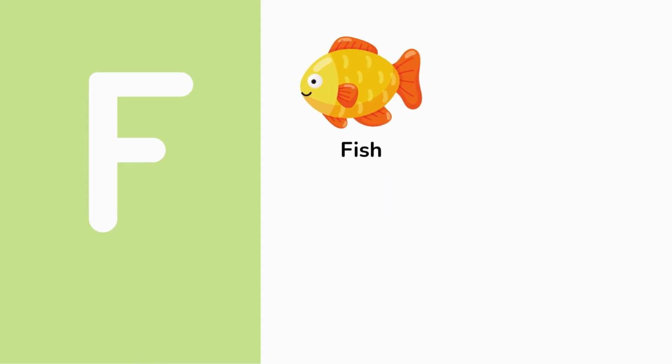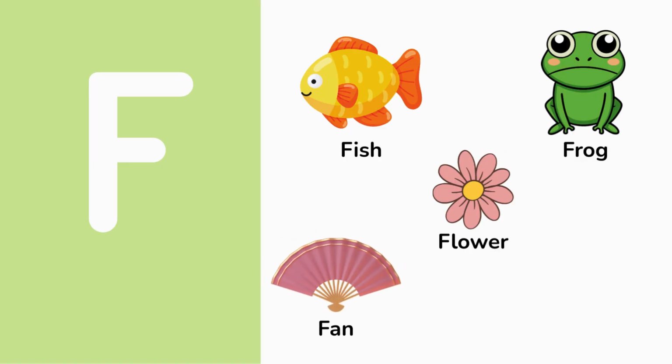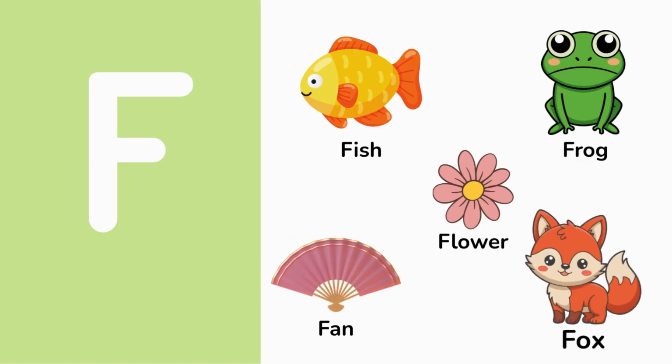F. This is letter F. Can you say F? F. F is for fish. F is for frog. F is for flower. F is for fan. F is for fox.